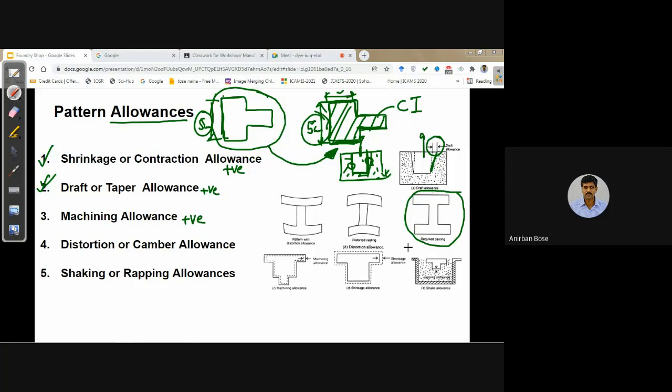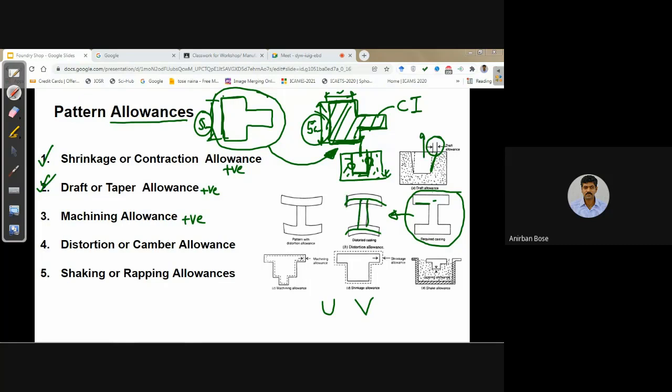Because of that, the expansion due to temperature of this sand mold is not uniform throughout. Depending upon the sections, like if the section is very thin, such as U section, V section, or I sections, in those cases there is a chance that because of non-uniform thermal expansion of the sand mold, the shape of the final cast product will be distorted. If you make the pattern of this shape, and the section is this kind of I section, and you simply cool it, you will find that this kind of distortion has taken place. This will be your final cast product.